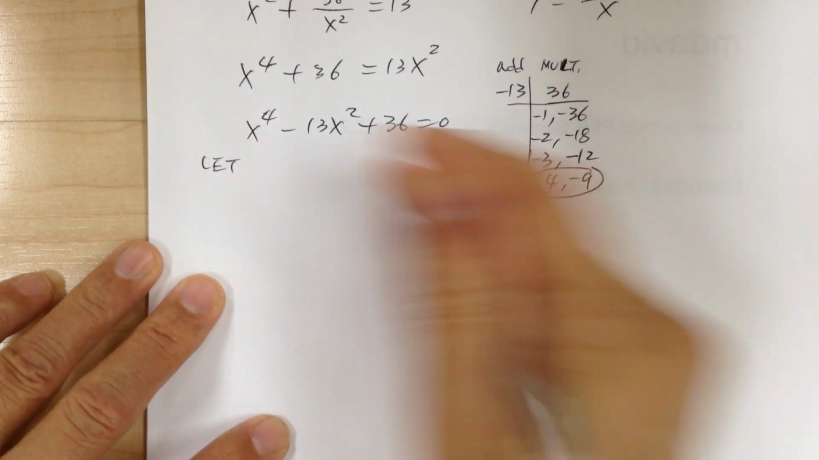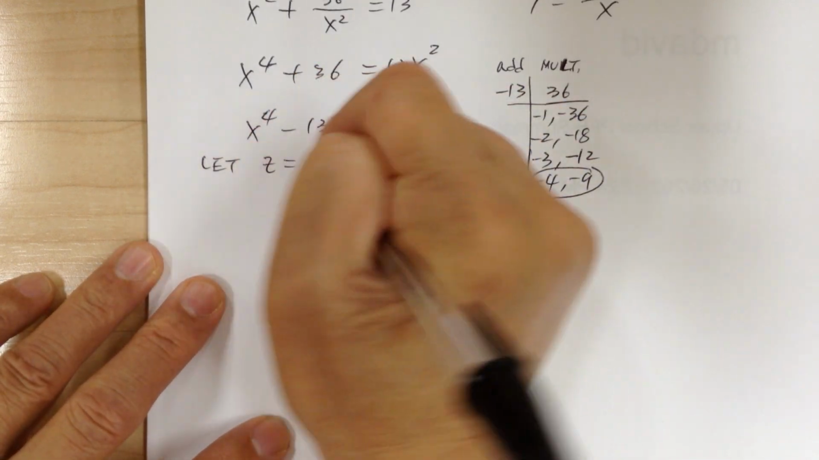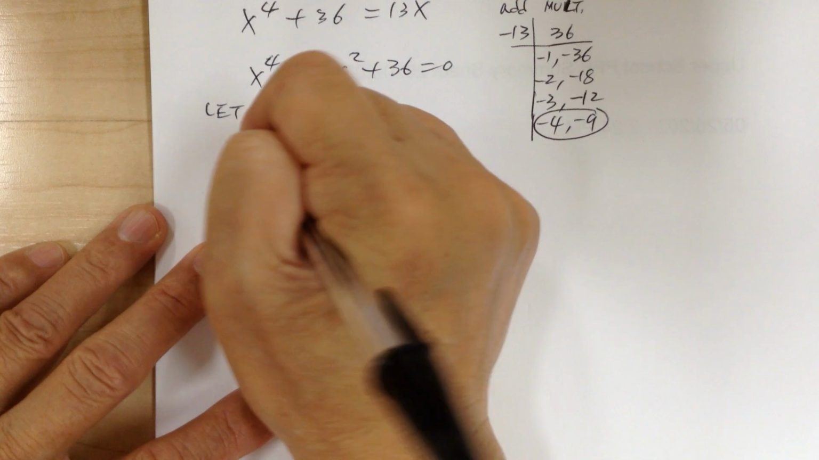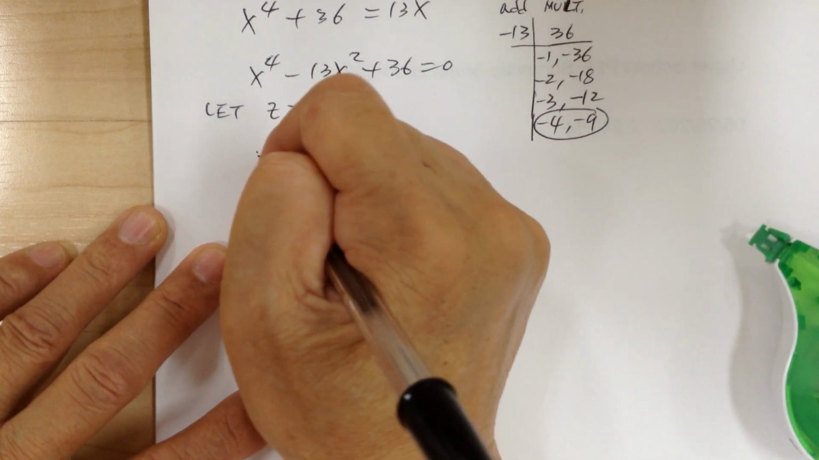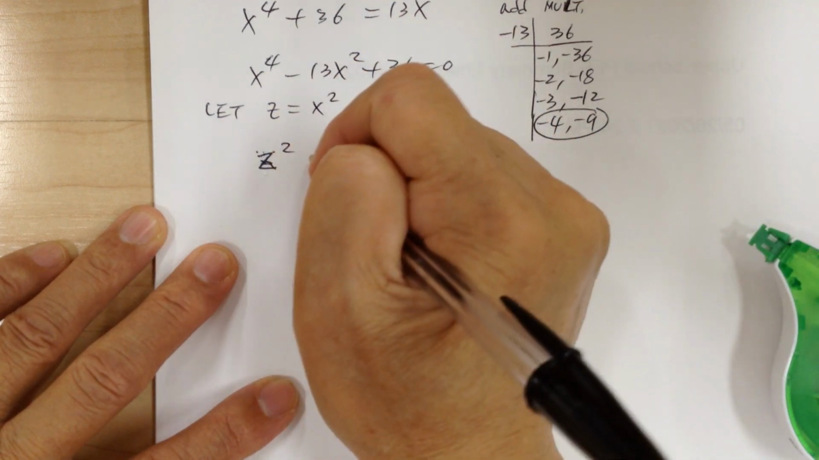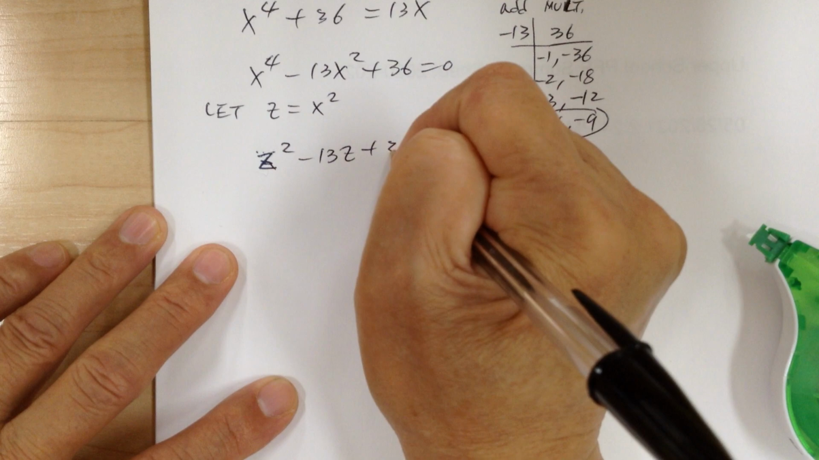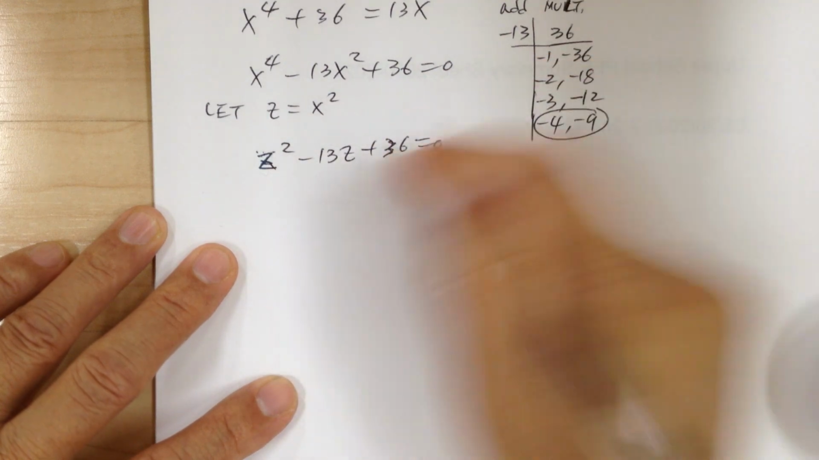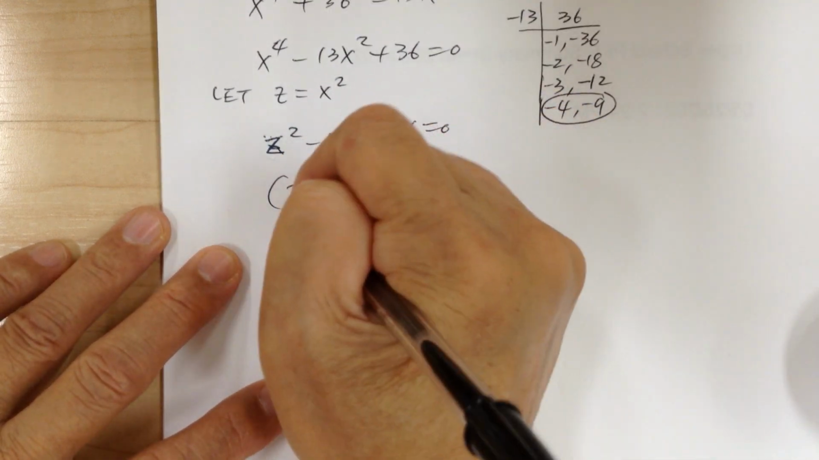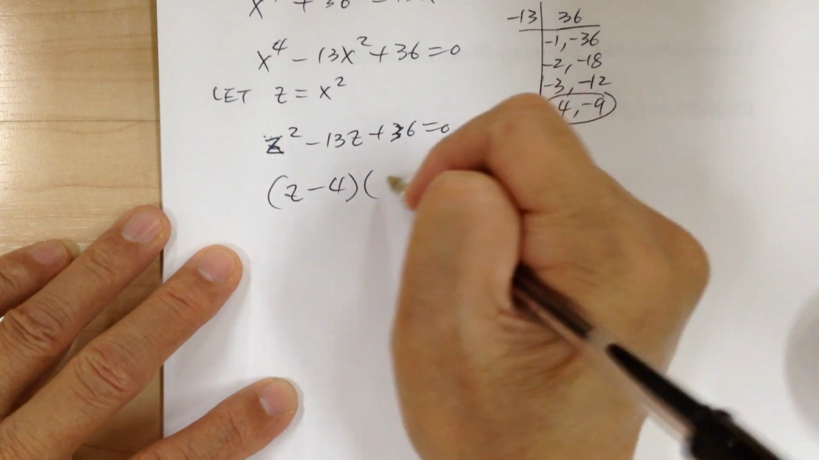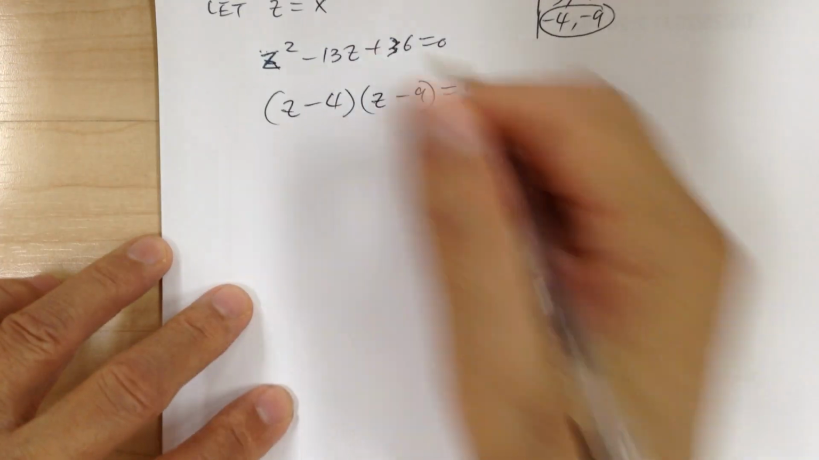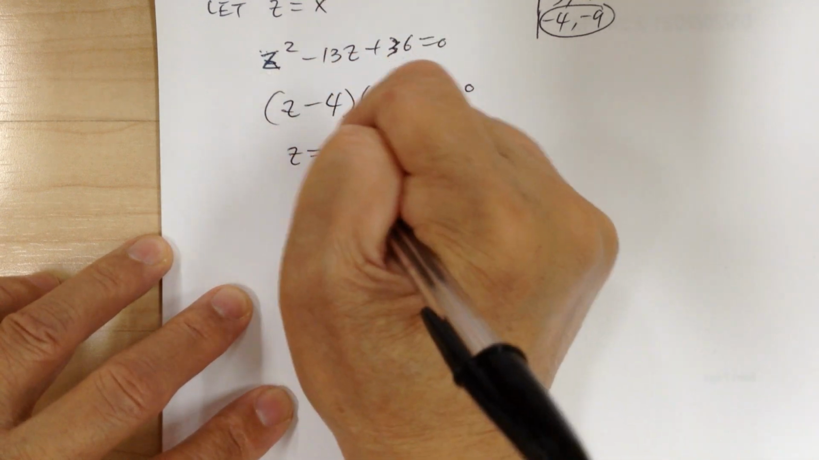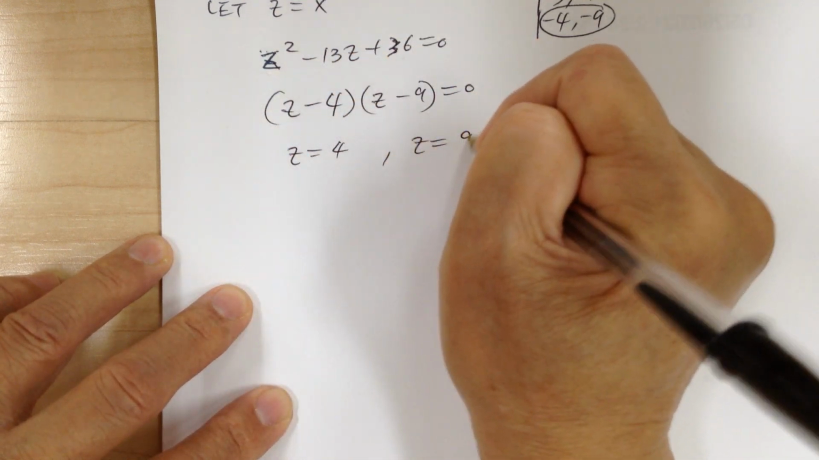Some of you probably cannot do that. So let z equal x squared. So you're going to get z squared minus 13z plus 36 equal to 0. And you can do the same thing. So you're going to get z minus 4, z minus 9 equal to 0. Then you can solve for z. So z equal to 4, z equal to 9.